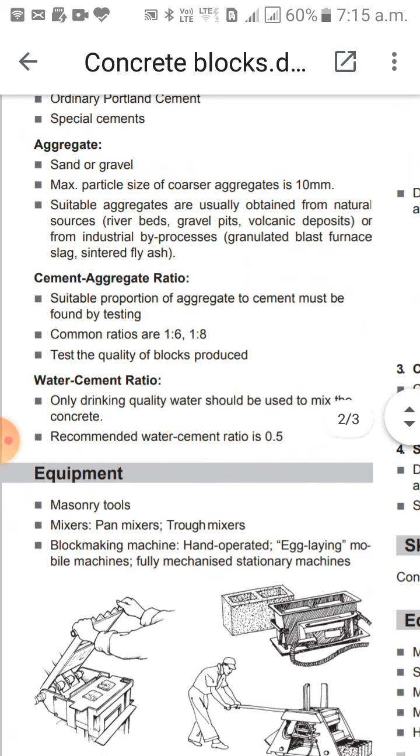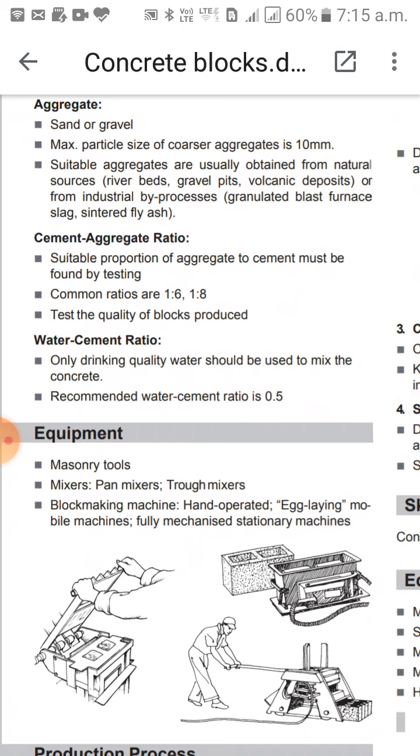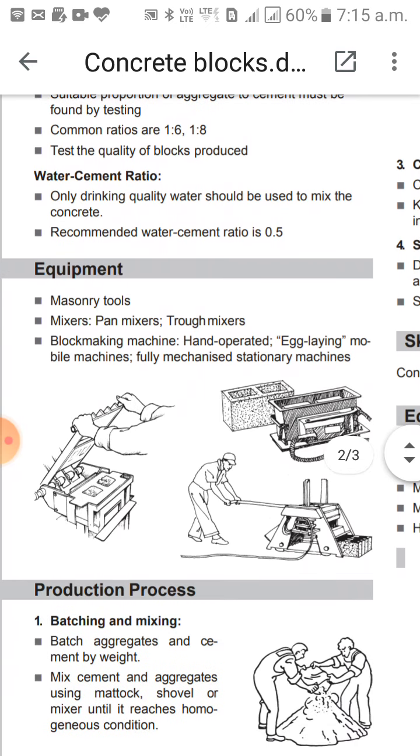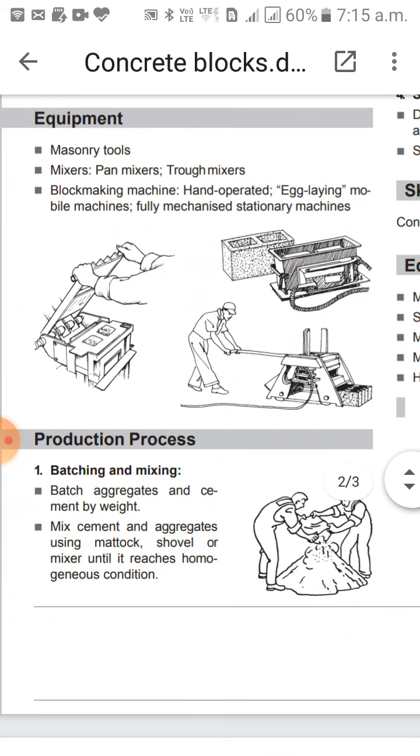Equipment is shown: pan mixer, through mixer machine for mixing. You have machinery tools and block making machines, hand operated and fully mechanized stationary machines. The machines are shown. In the production process, first you have to do batching. You take the weights of the required materials, that is batching. Then you have to mix by using a shovel.